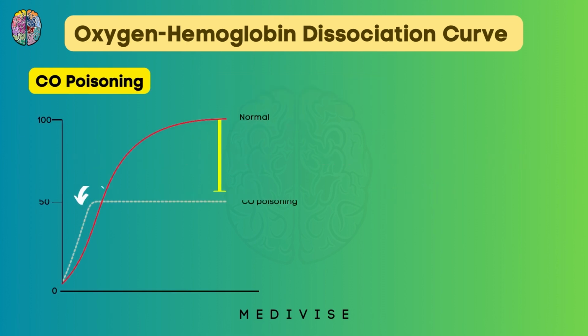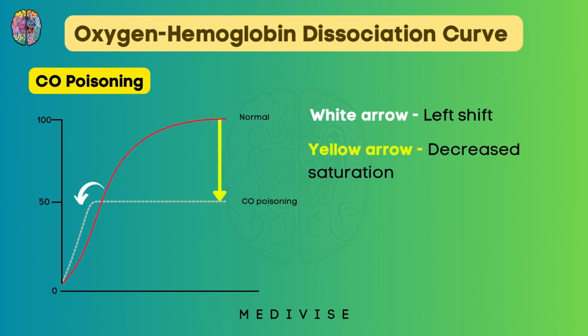So let's see what we can see in this graph. First of all, if you look at the white arrow, you can see that the curve is shifted to the left. What does the yellow arrow represent? It shows us decreased saturation, right? Why decreased saturation? Because instead of oxygen, carbon monoxide is there, right? So oxygen is not able to bind to the hemoglobin, and so the saturation is decreased.